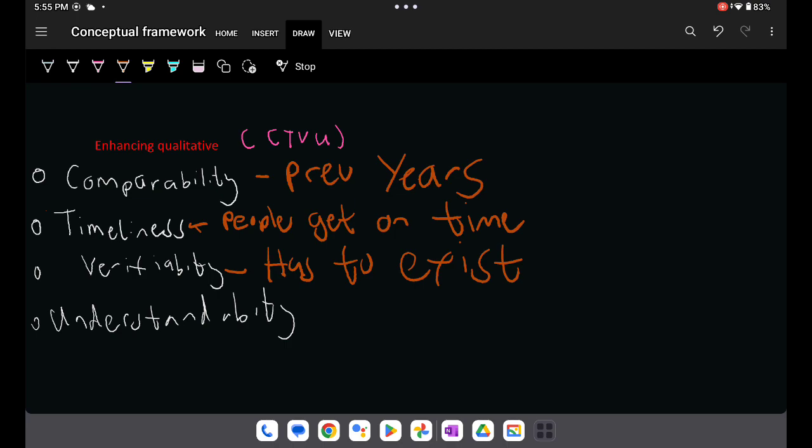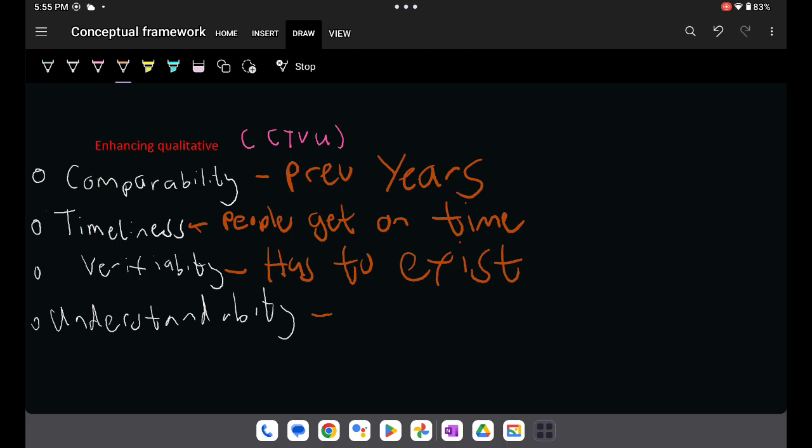The next thing to talk about is understandability, right? Now, if you give your financial statement to a kid who's 5 years old, will he understand it? No, because he doesn't understand accounting. Still has to do accounting in school. Good for him. Hope he manages it. But that's not the point. The point is understandability. Everyone has to understand the financial statements.